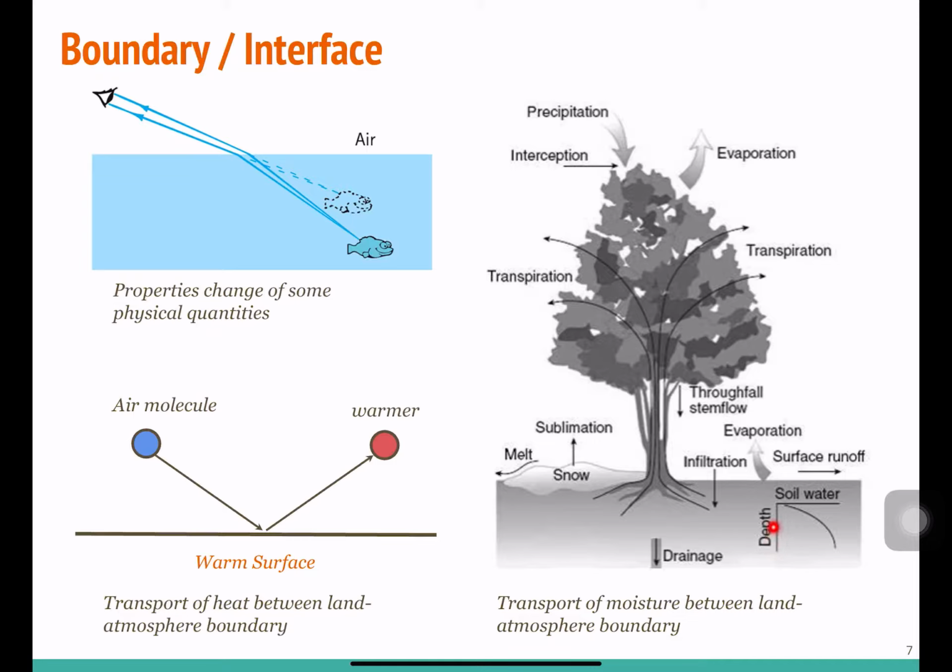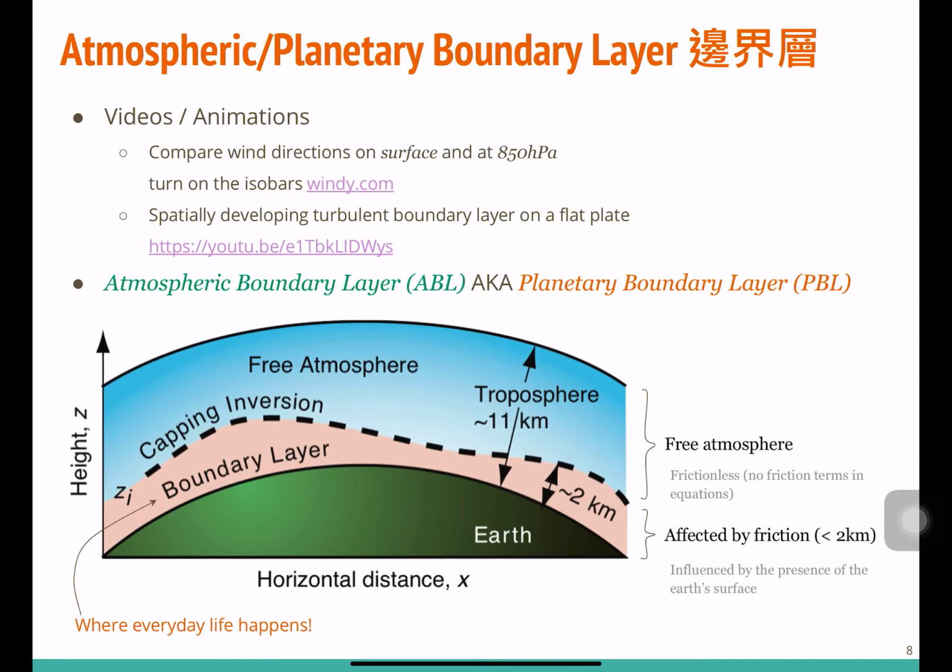Okay, so energy exchange and matter exchange. Also, another type of exchange is momentum exchange. We'll get to that later. Okay, so in the atmosphere, we have a layer of air called atmospheric boundary layer or planetary boundary layer, and also known as PBL.